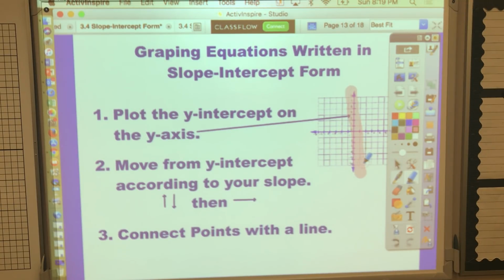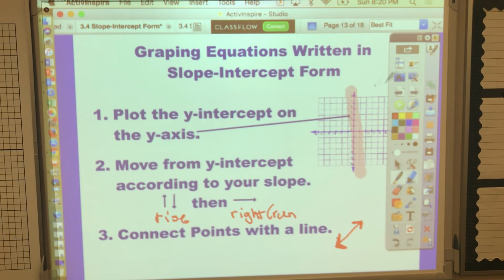Okay, and then we move from that point on our y-axis according to our slope. And remember, our slope is rise over run. So that top number is telling us how to move up or down. And that bottom number is telling us how to move to the right. This is our run. And then we need to connect the points with a line. And now unless it's a word problem, it might not always be a line, then it might remain a ray, right? Have an arrow at both ends, right?